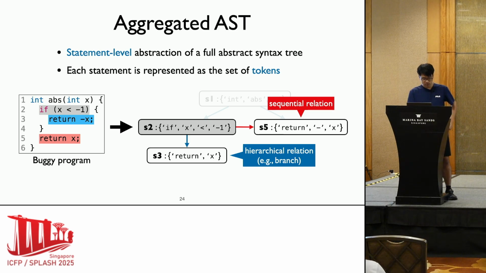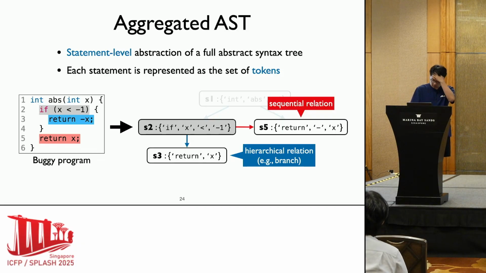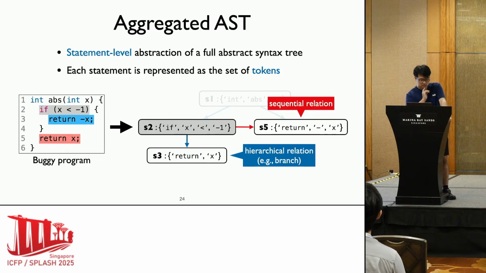We specially designed the aggregated AST to represent the relationship between statements. There are two types of relationship. First, the sequential relation, shown as red edges, and second, the hierarchical relation, shown as blue edges. In this example, the third statement is a part of the second if statement, so they are hierarchically connected, and the fifth statement follows the second statement, so they are sequentially connected.